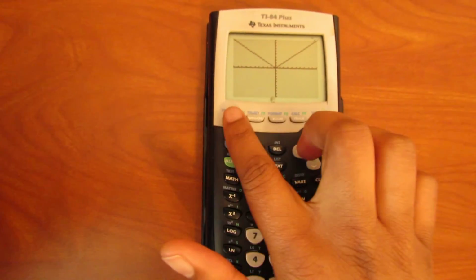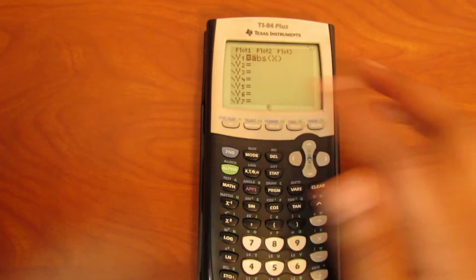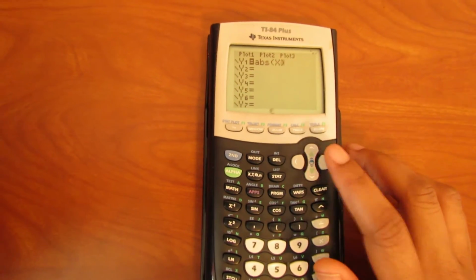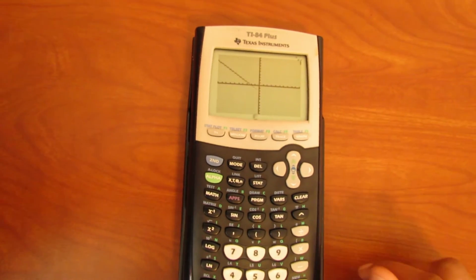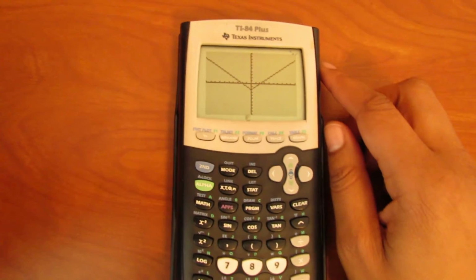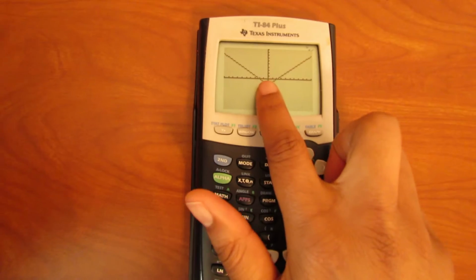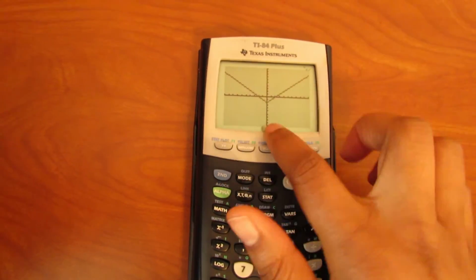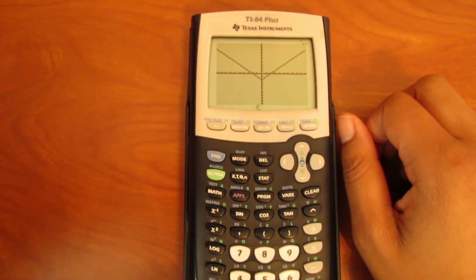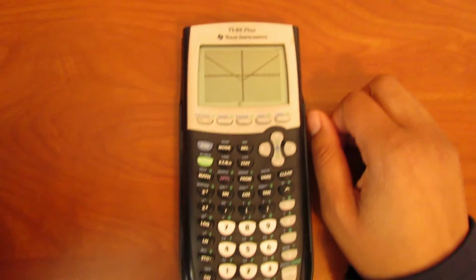Then, to show the translation, we go back to y equals, and we type in y equals the absolute value of x minus 2. Press graph again, and it shows the translation. We subtracted 2 on the y, and that's how you do it on a graphing calculator.